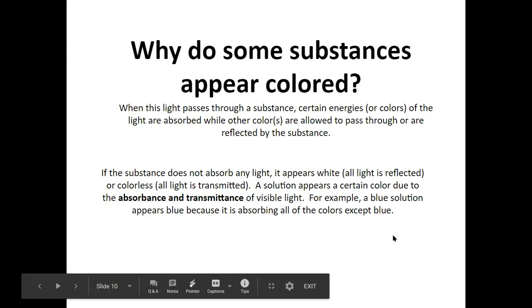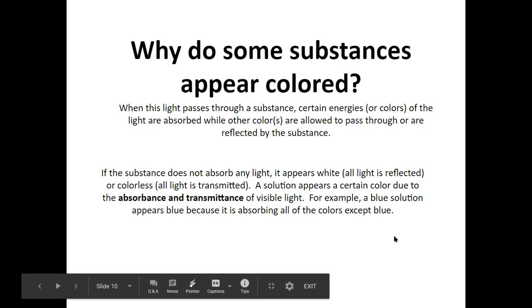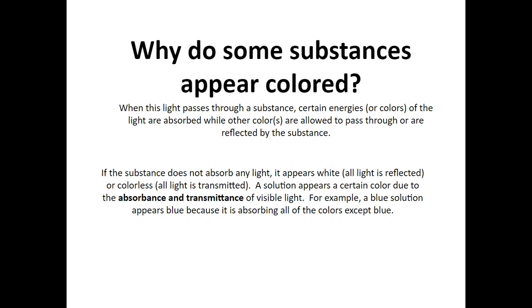Okay, why do some substances appear colored? When light passes through a substance, certain energies or colors of the light are absorbed, while other colors are allowed to pass through or are reflected by the substance. If a substance doesn't absorb any light, of course, it appears white, because all of the light is being reflected back into our eyes, or colorless, where all the light would be transmitted. A solution appears a certain color due to the absorbance and transmittance of visible light. So, for example, a blue solution appears blue because it's absorbing all the colors except blue. We see blue.